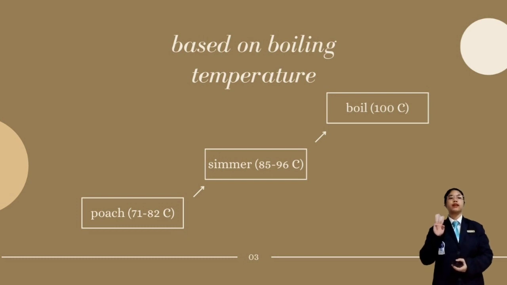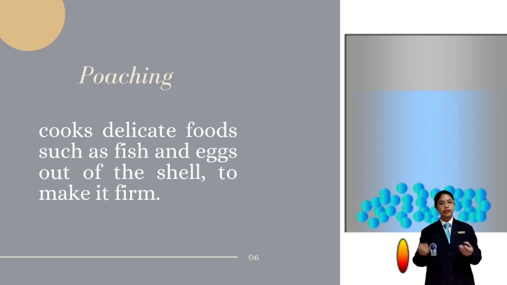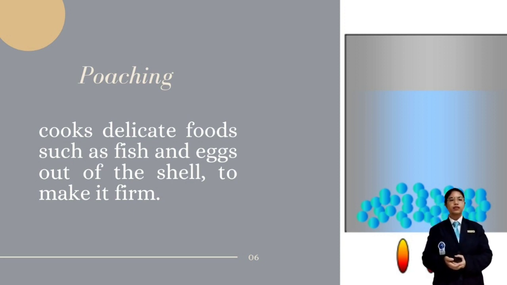These 3 methods have a similarity. The similarity is using a big amount of water directly on the food or ingredients to cook. So what is poaching? Poaching cooks delicate food such as fish and eggs out of the shell to make it firm. That is the purpose of poaching.